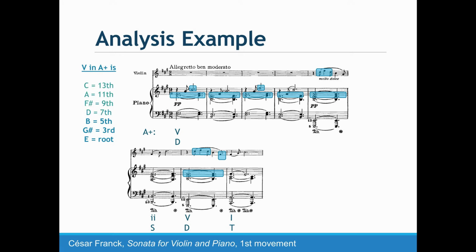If we had a 7th in this chord, that would be D. If we had a 9th, that would be F sharp. If we had an 11th, that would be A. And if we had a 13th, that would be C. So we're going to notice pretty quickly that some of these highlighted notes actually do fall into those added dissonances or count as the 7th.